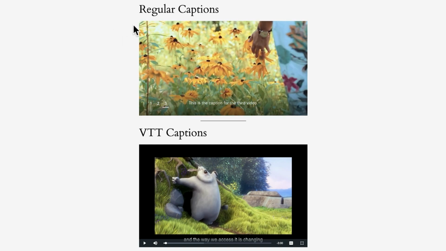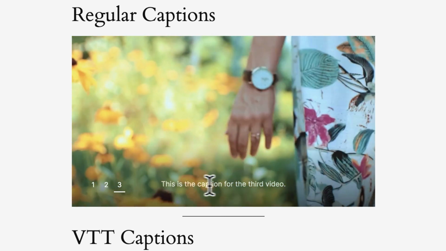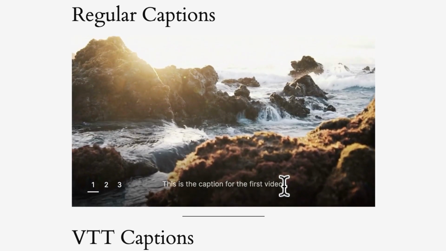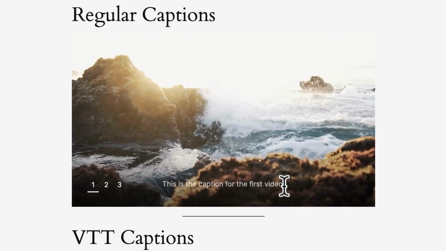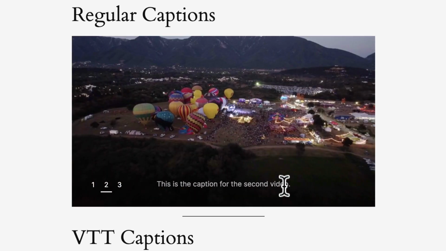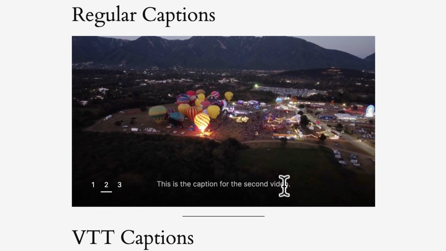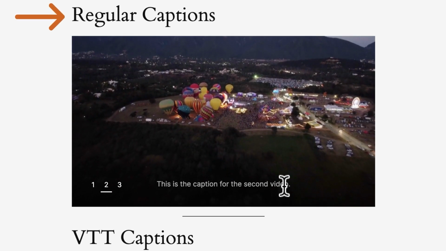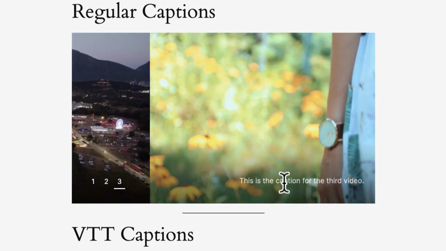The first one on the top here are regular captions. You can see that each video has a single line of text underneath, and it doesn't change. So each video is playing for about 5 seconds, and it says, this is the caption for the first video, for the whole length of the video. The next video plays, and it says, this is the caption for the second video, again for the whole length of the video. Those are regular captions, and they're supported in MetaSlider Pro.